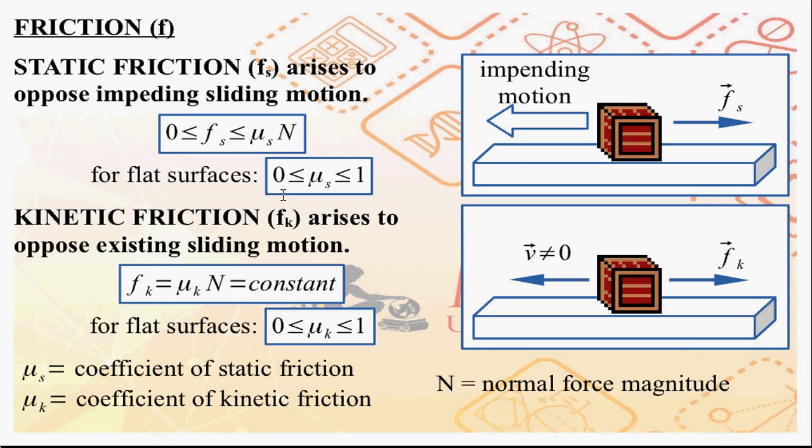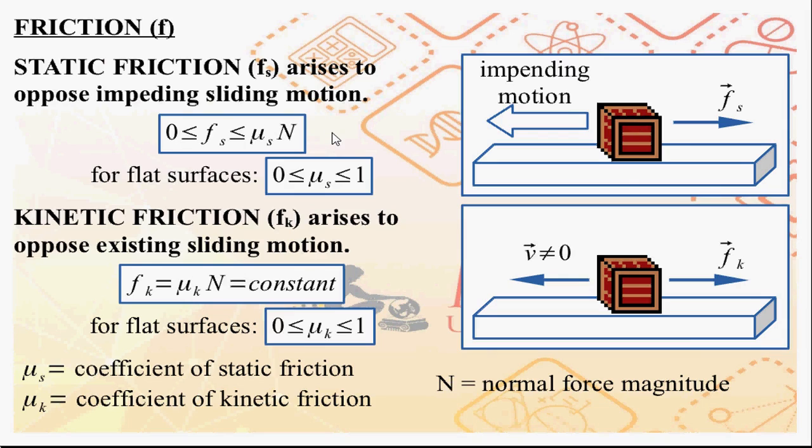For flat surfaces, it ranges from 0 to 1. For jagged surfaces, mu s may be greater than 1. Also note that mu s does not have a unit. It is a unitless quantity. And N, capital N, is the normal force magnitude. So look at the situation provided by the problem, perform force analysis, and determine the magnitude of the normal force. That normal force magnitude is what you will use for capital N in the equation for friction.